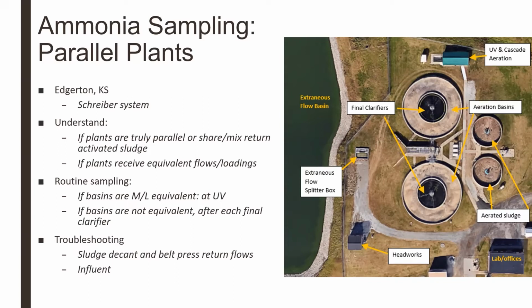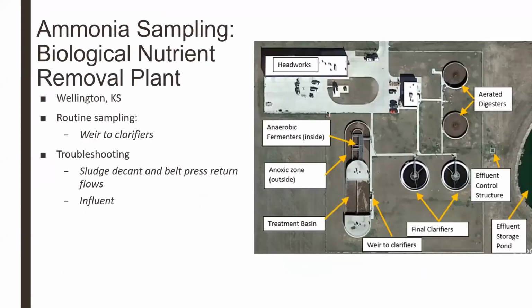Now, your internal plumbing can complicate this matter, or it might be pretty easy. So you might have to do with a less than ideal sampling point sometimes. So maybe you'd have to pull off the top of the clarifier. That would probably work if you didn't have a better point to sample. For troubleshooting, again, that sludge decant and belt press return flows, and the influent are going to be our first places to sample if we're having ammonia troubles at the plant.